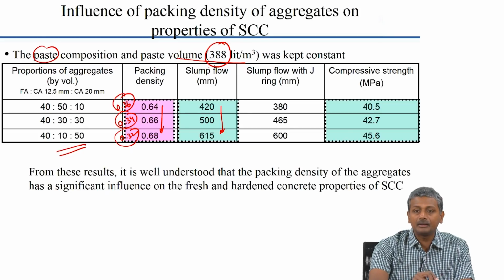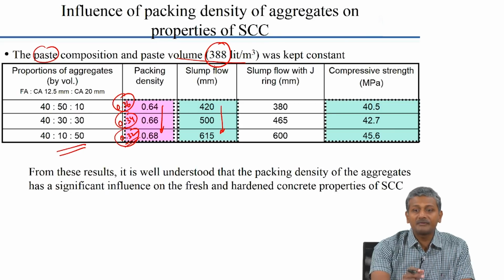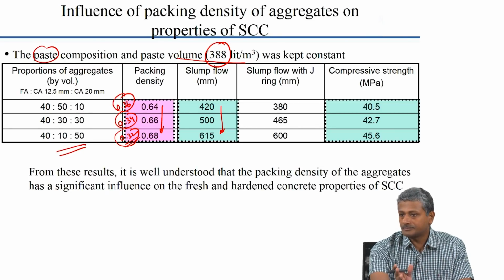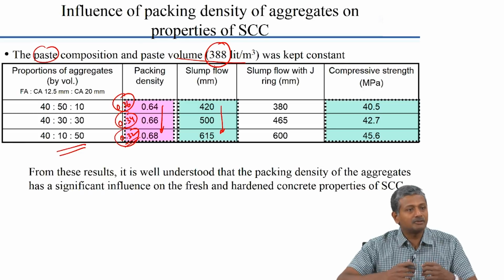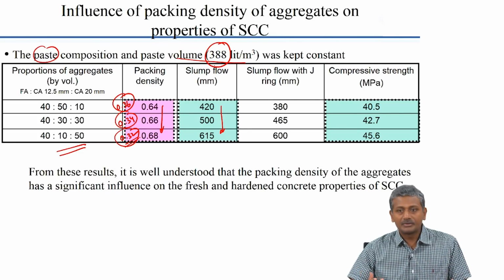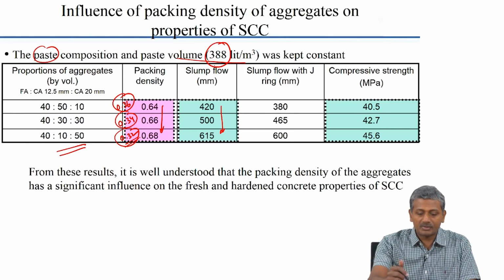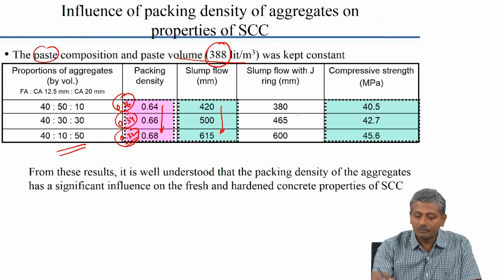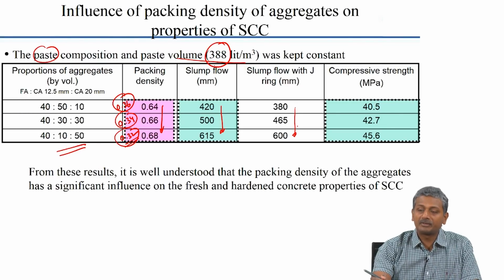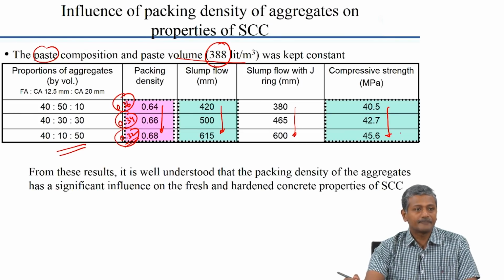When you add 388 liters of paste, you are filling up the 320 liters of voids, and you have 68 liters extra of paste. So, obviously it will have better flowing ability, you have more paste available now in the system. Okay. So, this paste now enables your concrete to flow better. So, that is why your slump flow increases. Slump flow with J-ring is also a much better performance when you go for the higher packing density. The compressive strength also increases, okay.